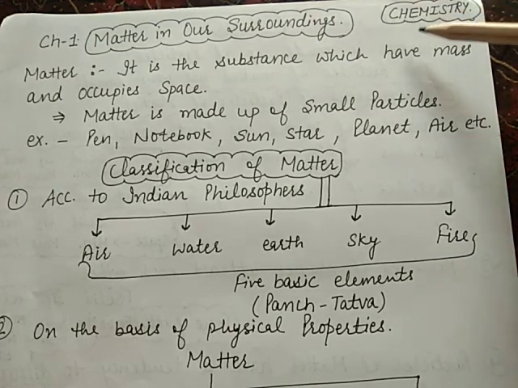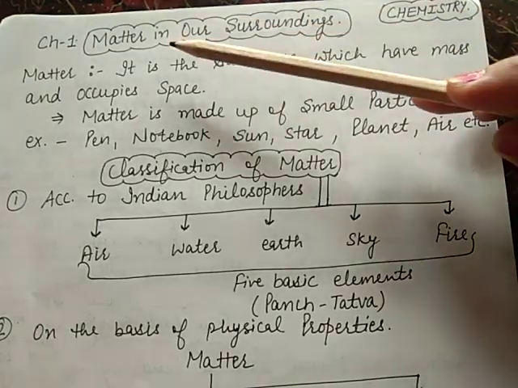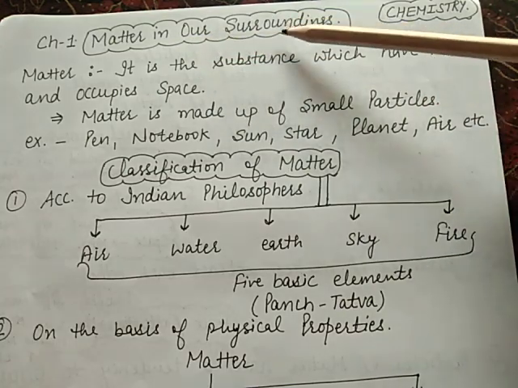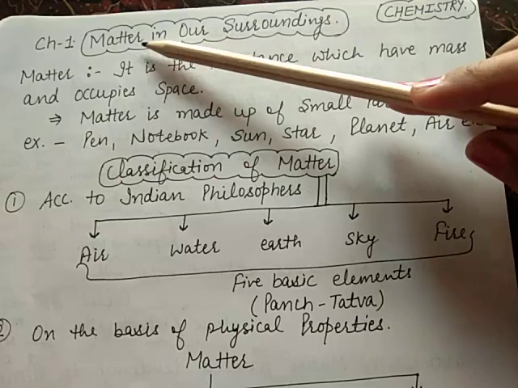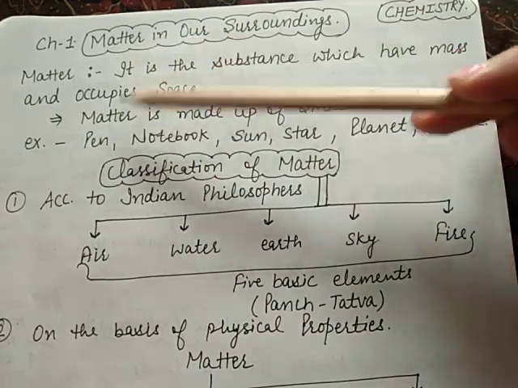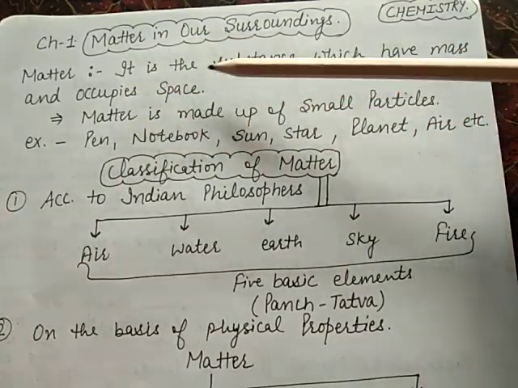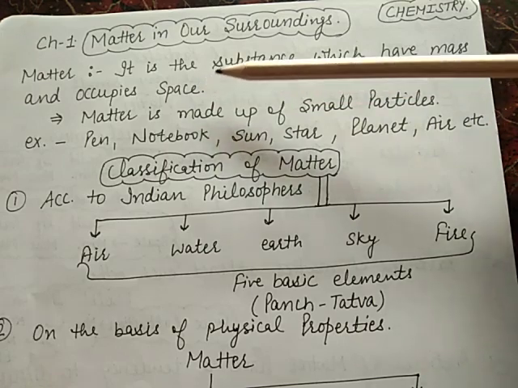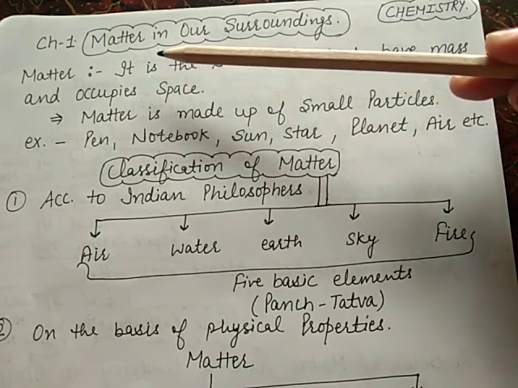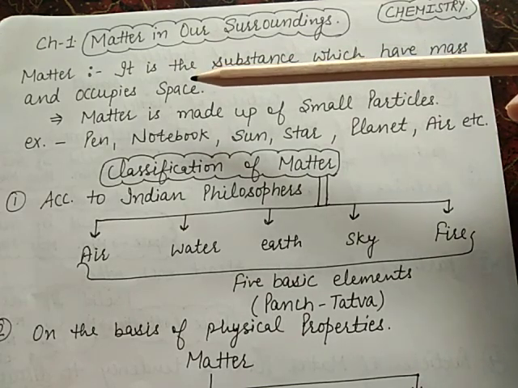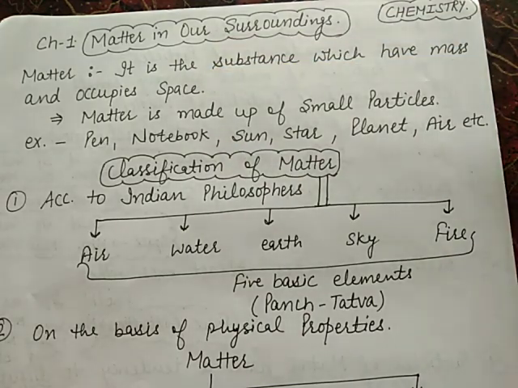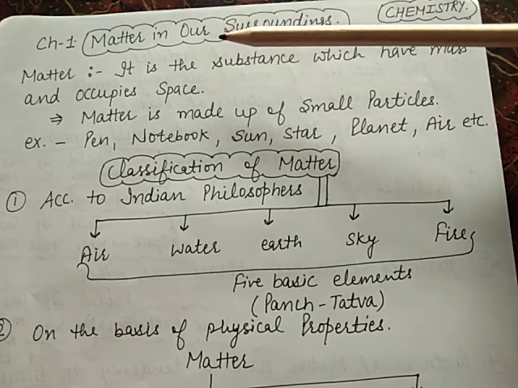Chemistry chapter 1, that is matter in our surroundings. First of all, what do you mean by matter? Matter is a substance which has mass and occupies space. Anything which occupies space and has mass is called matter. All these are matter.